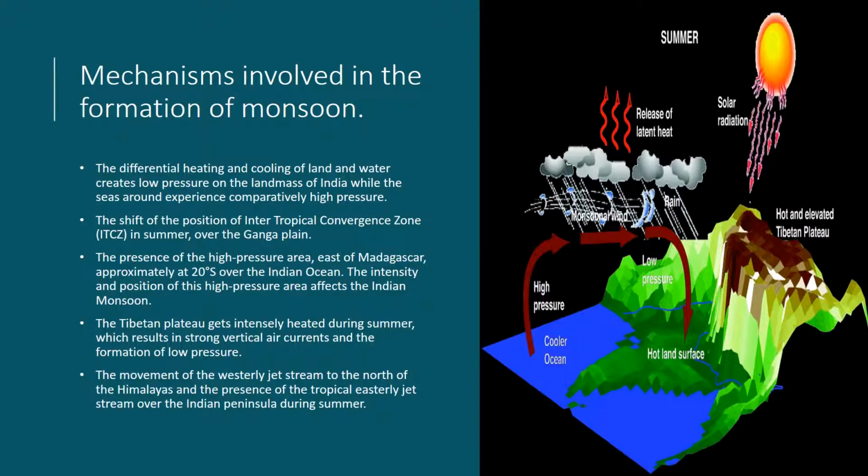The Tibetan Plateau gets intensely heated during summer, which results in strong vertical air currents and the formation of low pressure. The movement of the westerly jet stream to the north of the Himalayas and the presence of the tropical easterly jet stream over the Indian peninsula during summer.